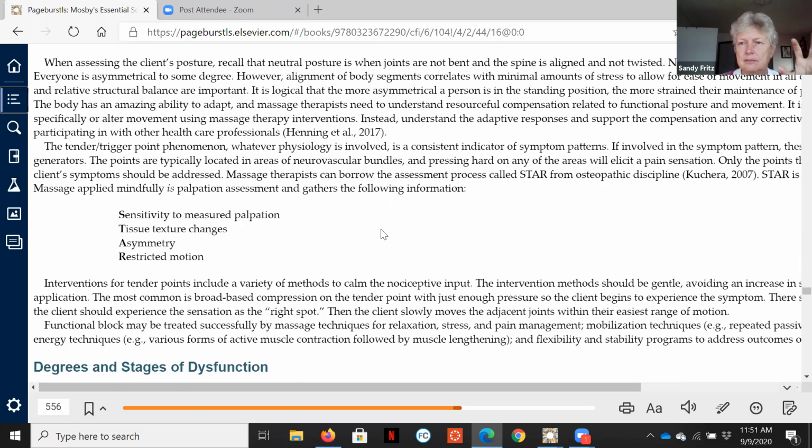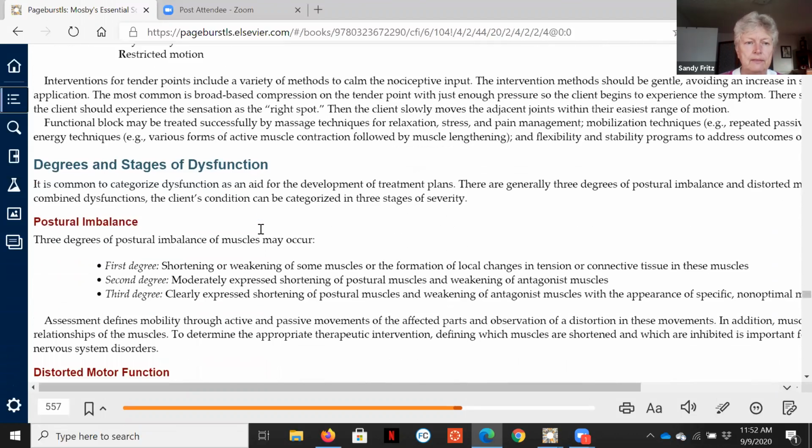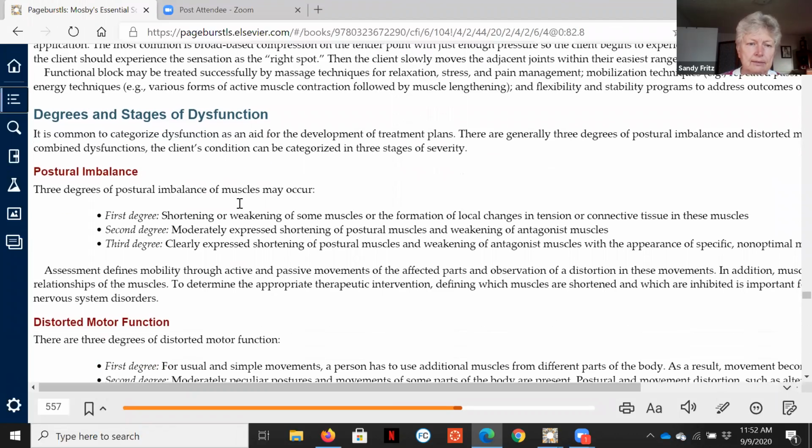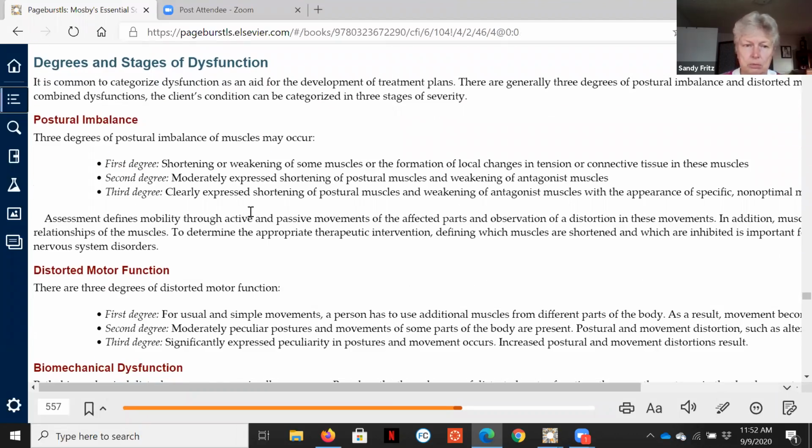Is it sensitive to touch and various depths of palpation? Is the tissue changed? Is it thick, dense, stiff? Are there differences from one side to the other? And has mobility been altered, both with restricted or reduced mobility or hypermobility? And then this can be defined as stage 1, stage 2, stage 3.